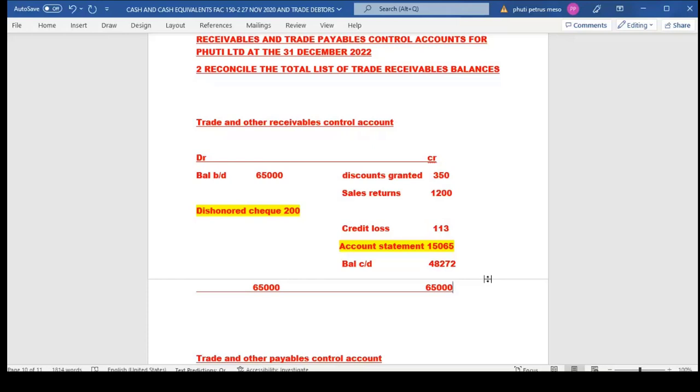All right, before I close off, is there anything else that you would like me to explain or clarify? Let me just bring you up to speed. So the credit losses that were mentioned there in the notes, we don't show it in the trade and other receivables account. Isn't it this one of 113? Oh, okay. There we go.